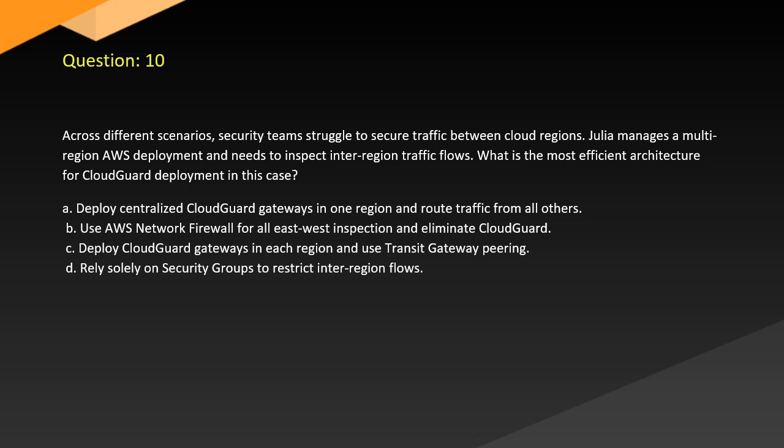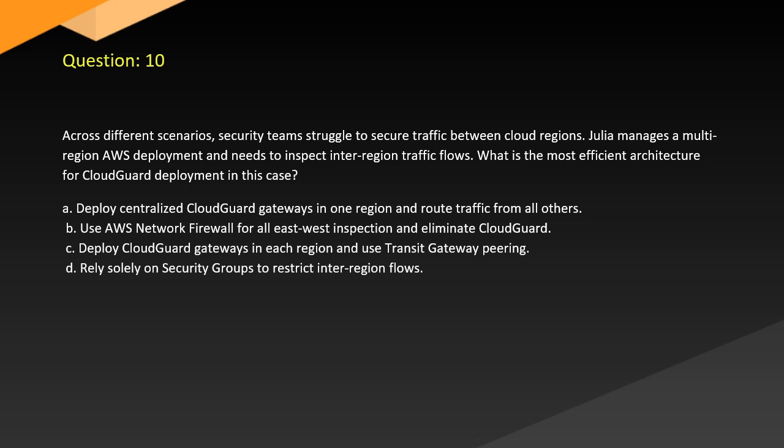Question 10. Across different scenarios, security teams struggle to secure traffic between cloud regions. Julia manages a multi-region OS deployment and needs to inspect inter-region traffic flows. What is the most efficient architecture for CloudGuard deployment in this case?